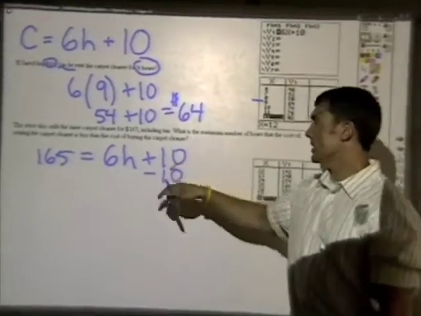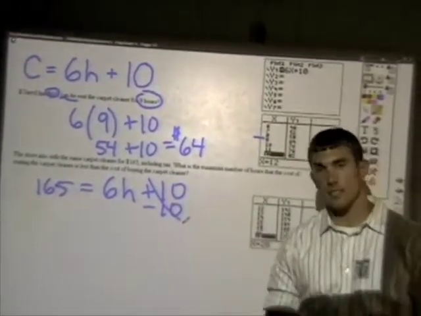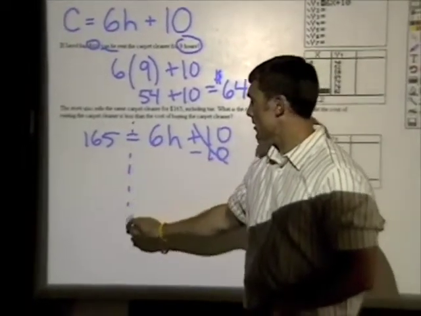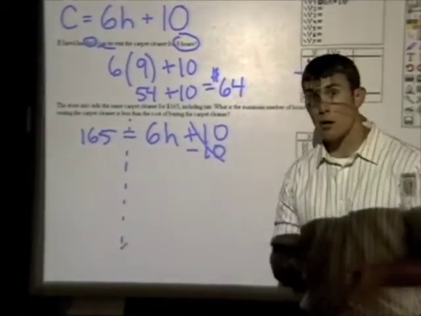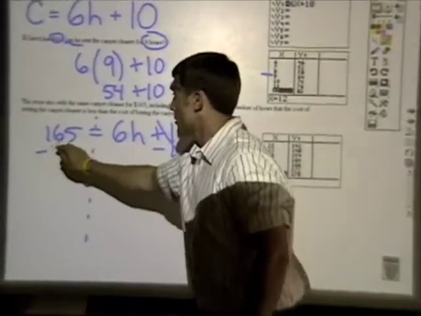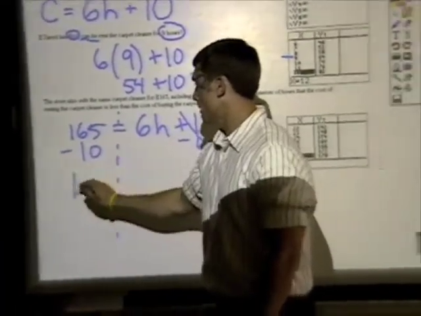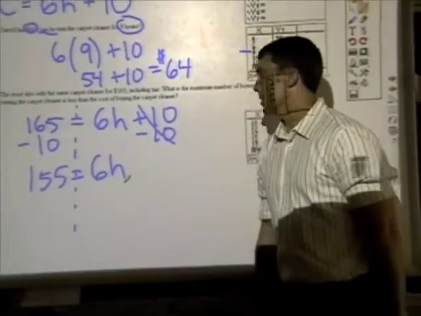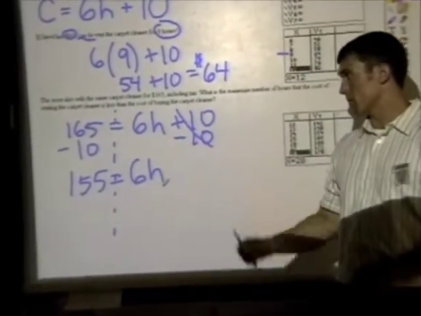So 10 take away 10, that's 0. Or as we like to say, it cancels. But what we do to one side, we have to do to the other side. Right? This equal sign is very powerful. So take away 10 from 165, and we get 155. All right, now I'm left with 6 times h equals 155.